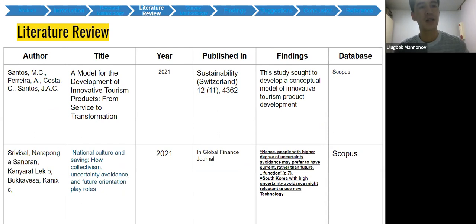Our next article is a model for the development of innovative tourism products from service to transformation, which is published in 2021 in Sustainability magazine. And also this article is about the study to develop a conceptual model of innovative tourism product development. This is also Scopus articles.